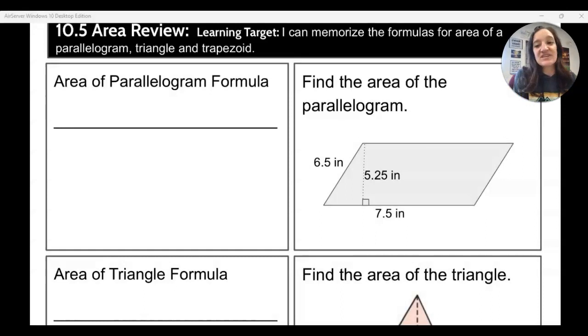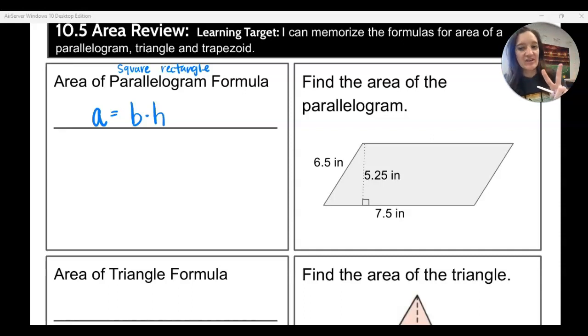The first one we learned and talked about is the area of a parallelogram. And technically, we could also say that this is the formula for the area of a square and the area of a rectangle. So the area of all of these shapes can be found by doing area equals base times height. So we only need 2 ingredients for the area of a parallelogram, and that's just the base and the height.